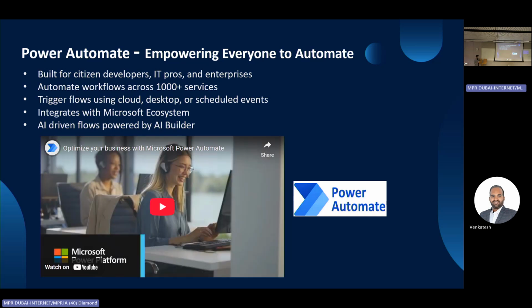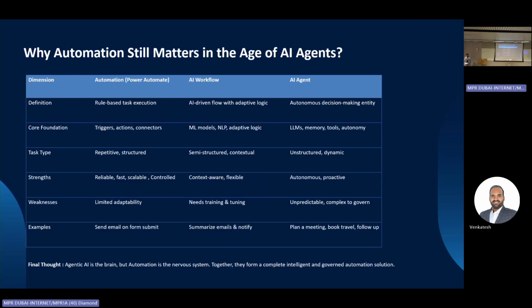So now we all know what Power Automate is and what its power is, right? But we still have one unanswered question in our mind: do we still need automation in today's age of AI agents and agentic AI? This year, in the era of agentic AI, why do we need structured automation at this stage? I will go to the next slide to answer these questions.